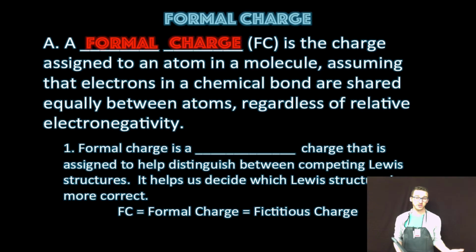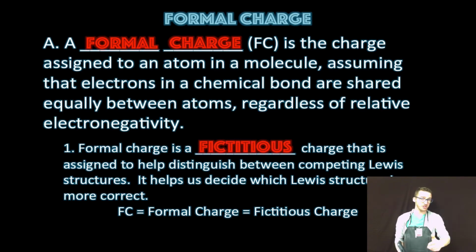Alright, so formal charge is the charge assigned to an atom in a molecule, assuming that its electrons in a chemical bond are shared equally between atoms, regardless of relative electronegativity. Now, importantly, note that this is just a fictitious charge. We're talking about covalent compounds. We don't have ions here, but we just use formal charge to help us figure out which Lewis structure is more correct. So keep that in mind. FC, formal charge, fictitious charge, but still important.